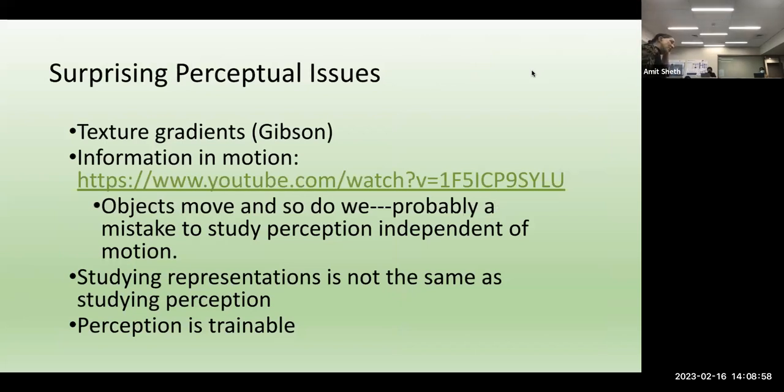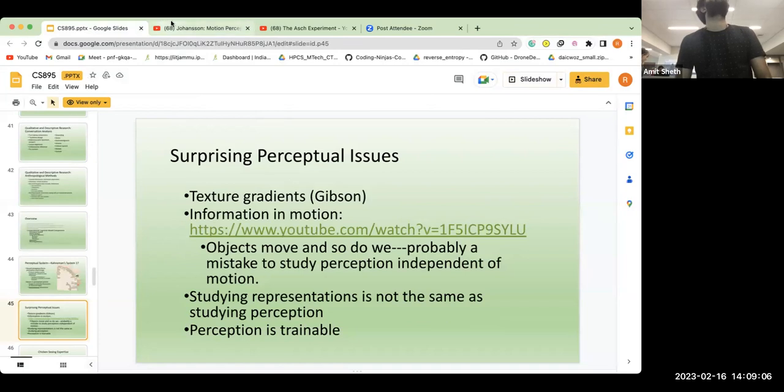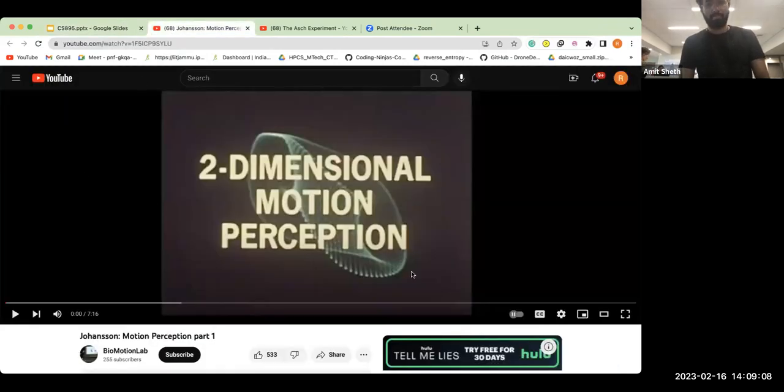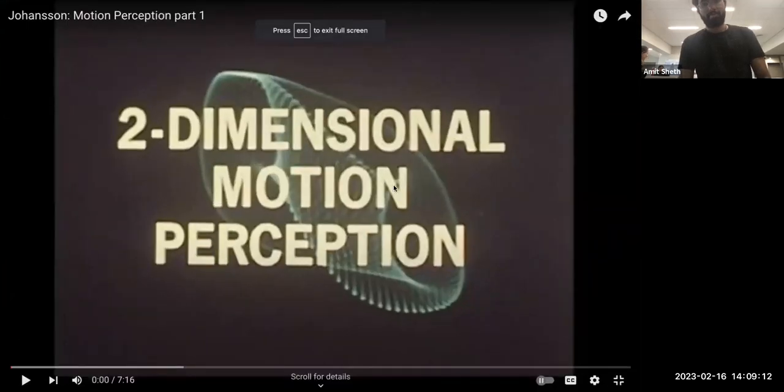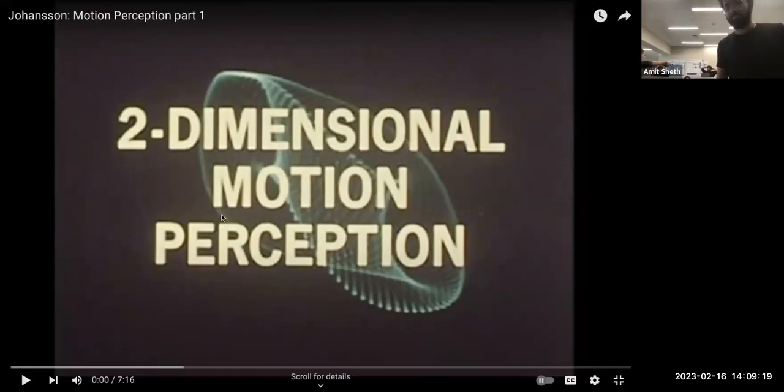Let's do the information in motion. Here the point is that much of the cognitive work, or the experimental work, let me put it that way, much of the experimental work on perception has partitioned perceptual processes from motion processes.